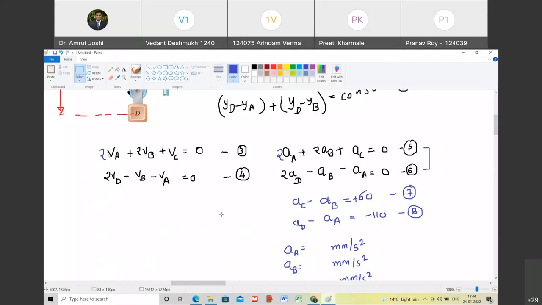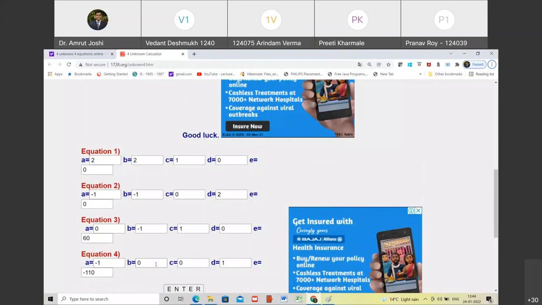Third equation. AC minus AB equal to plus 60. So what is the coefficient of AA? 0. Of AB? Minus 1. Of AC? Plus 1. Yes, correct. And coefficient of AD? 0. So look at this: 0, minus 1, 1, 0. Happy? Yes. And this is equal to plus 60.